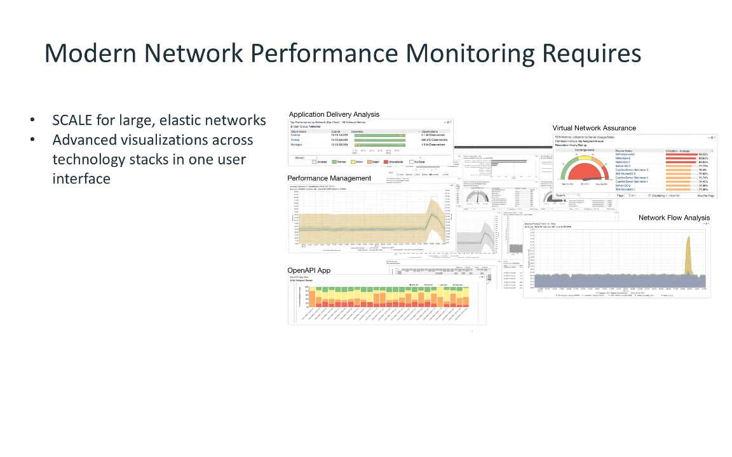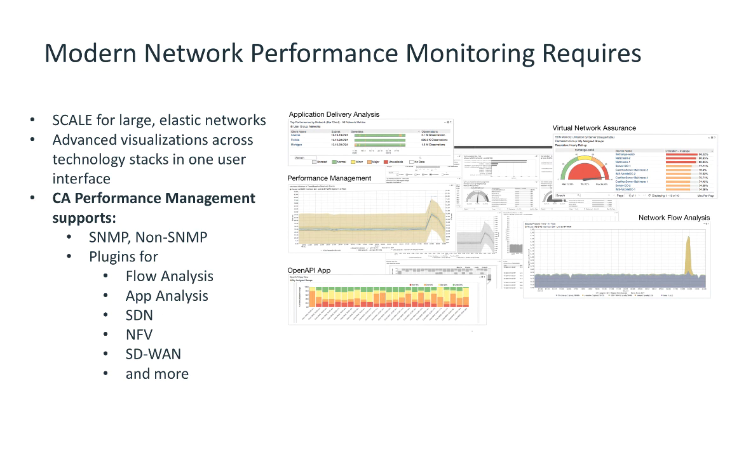Instead of having siloed views of the environment, I want a horizontal slice that looks across everything that might affect a service or application that I'm providing to my end users. The way we're able to do this with CA's tools is using a base of CA Performance Management. This product does SNMP and non-SNMP monitoring out of the box. It also has plugins that allow you to do things like flow analysis, application analysis, and SDN and SD-WAN type environments as well. They all plug into the framework and are then represented in a visualization layer.